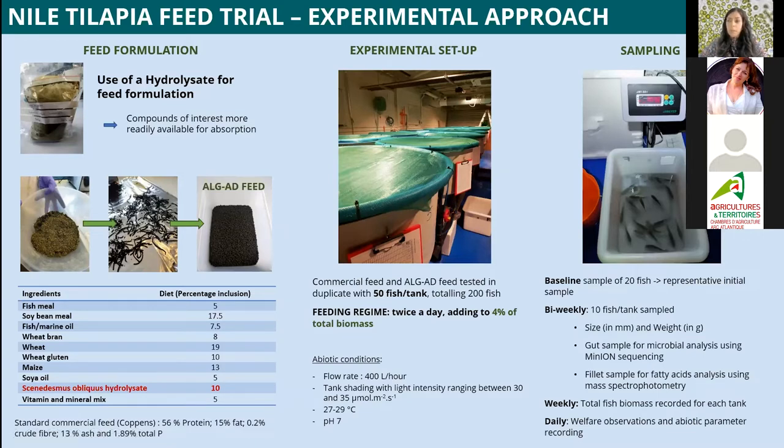Regarding sampling, we did a baseline at the beginning of the experiment to make sure that we had a representative sample to compare our different conditions. And then every other week, we carried out a sample of different fish per tank and did the size and weight. We also took samples of the gut to look at the microbiome, and we did MinION sequencing to obtain the DNA identity of the different bacteria found in the Nile Tilapia guts. We also took a sample of the fillet, so the flesh of the fish, in order to look at the fatty acid content using mass spectrophotometry. And we did all sorts of other measurements to look at the welfare and the global weight of the fish to make sure that we were feeding the right amount every week.